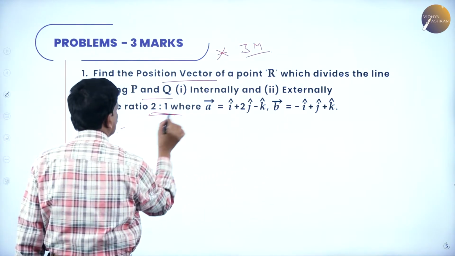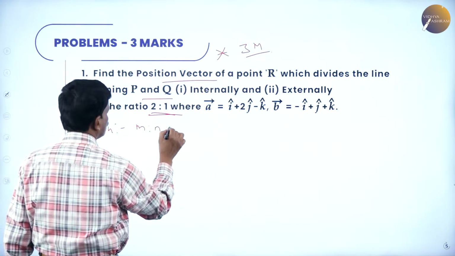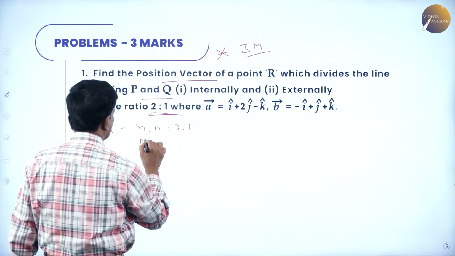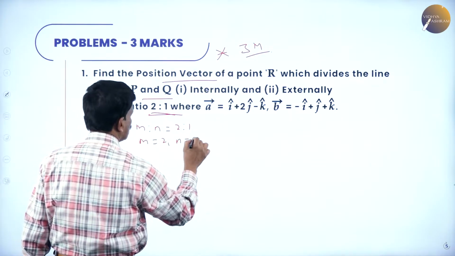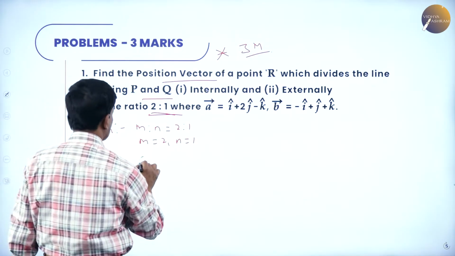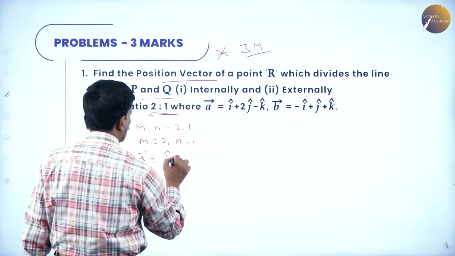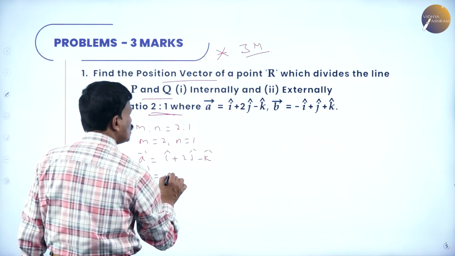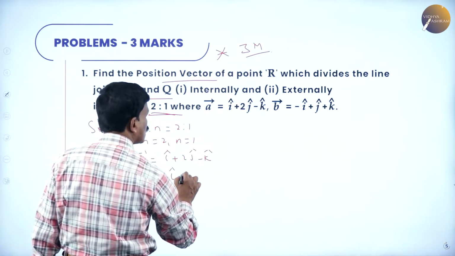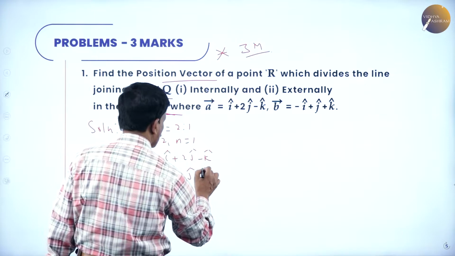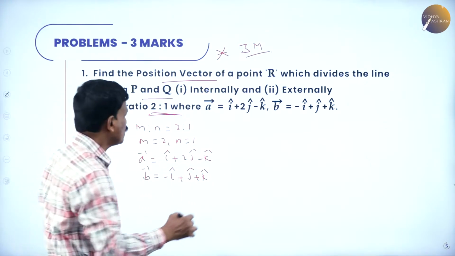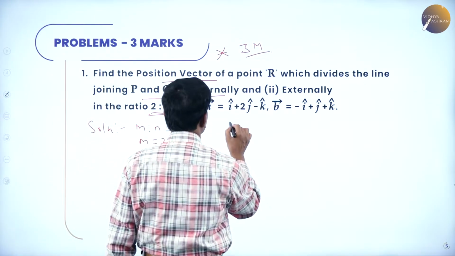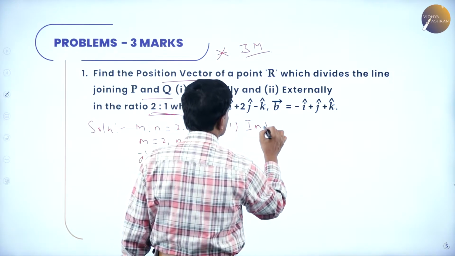Now, what is given? Let us write the ratio first. m is to n is equal to 2:1. Therefore, m is equal to 2, n is equal to 1. And what are the vectors? Vector A is equal to i plus 2j minus k cap and vector B is equal to minus i cap plus j cap plus k cap. Now, the internal division. First, let us write down the internal.